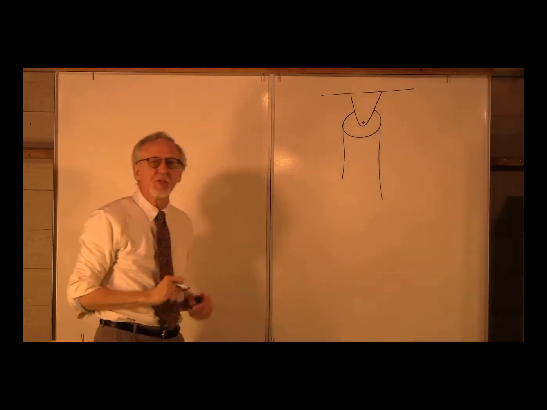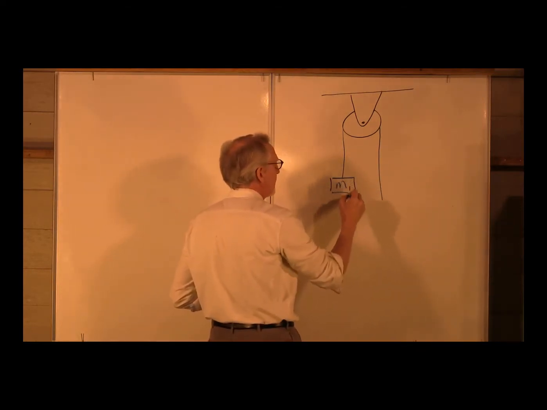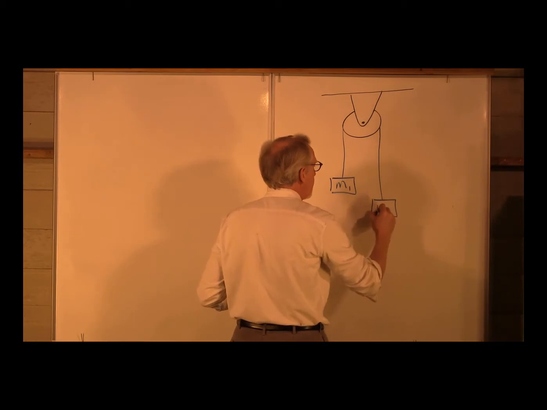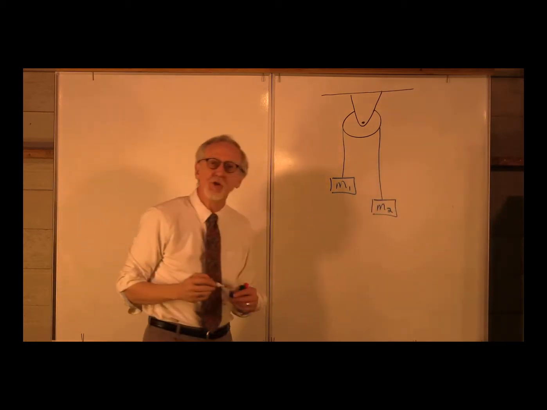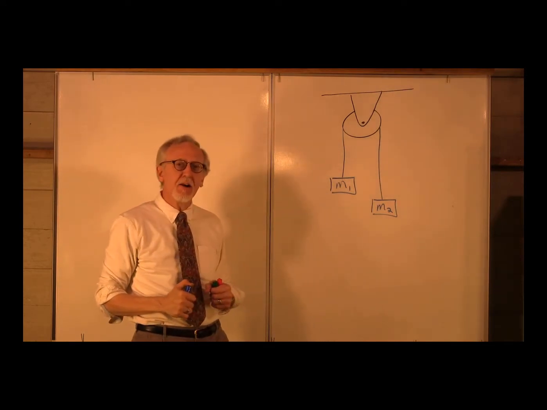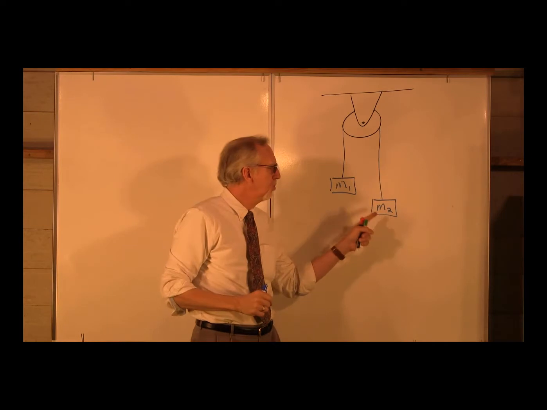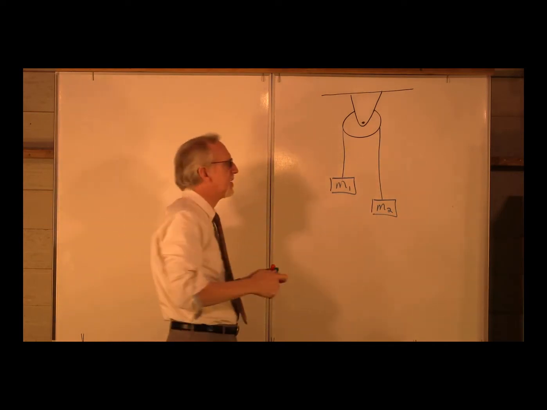And on the two ends of the string, we attach two masses. So let's say we attach a mass M1 on one side of the string and a mass M2 on the other side of the string. If these two masses are equal, they'll just stay there and they won't move. But let's assume that M2 is larger than M1.